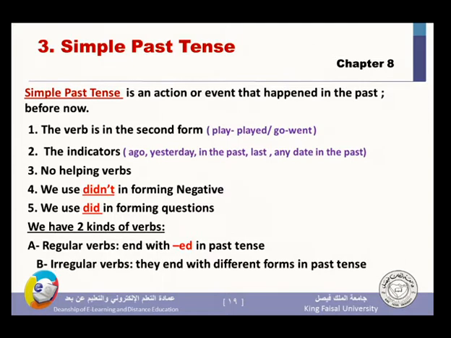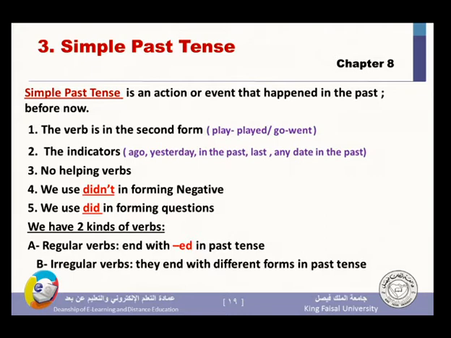Something else I can add to the simple past tense, the kind of the verbs. For example, regular verbs or irregular verbs. Regular verbs are these verbs that are made in the past form by adding only the ed. Cleaned, cleaned. Want, wanted.